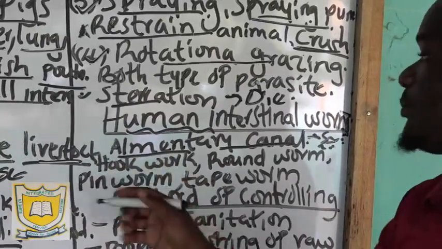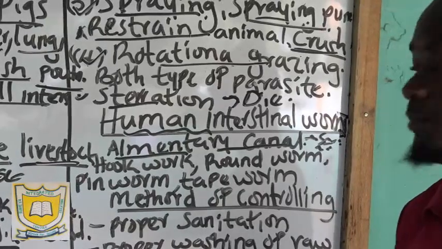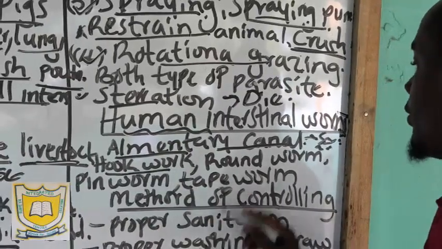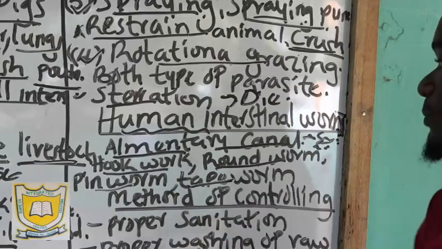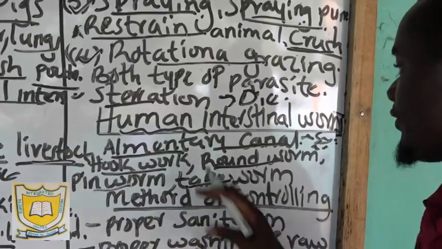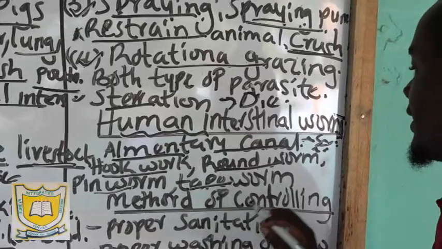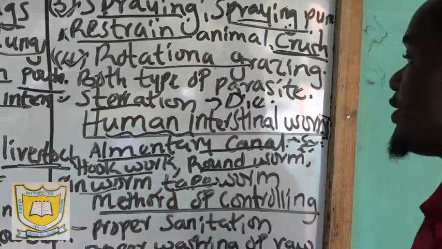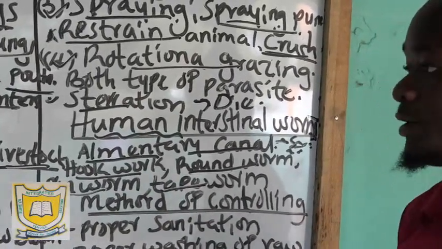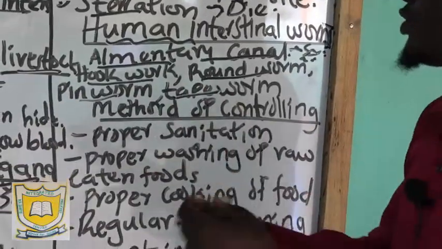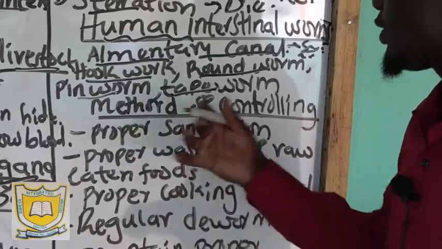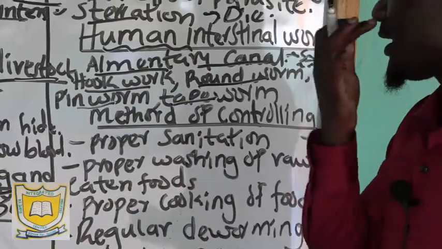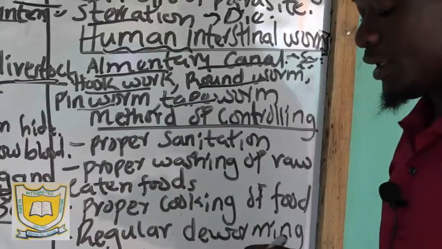Now, what are the examples of worms that affect the human body? Number one, we have what we call the hookworm. We have the roundworm. We have the pinworm, the tapeworm. We have the threadworm, and all other examples that affect human bodies. What are the methods that are used now to control these human intestinal worms? Because if we allow them to continue affecting human bodies in that way, it leads to weakening of many people, and also it can lead to death of the people in the area.